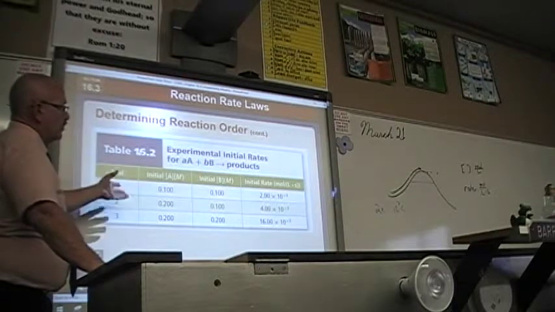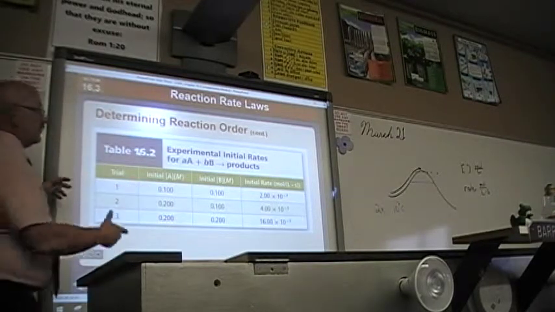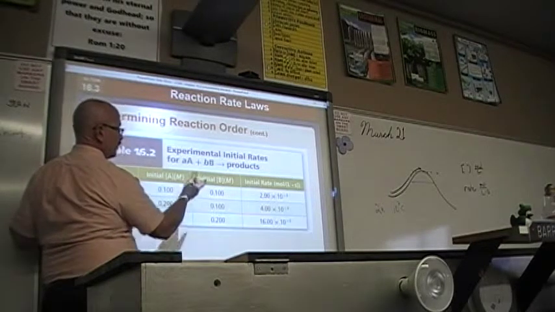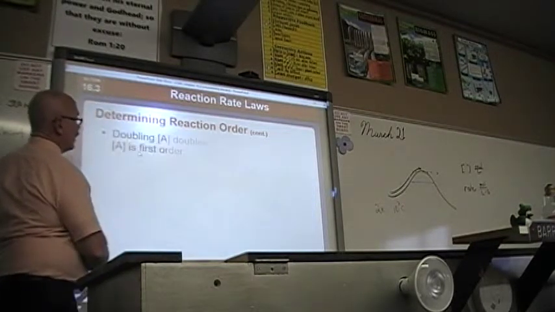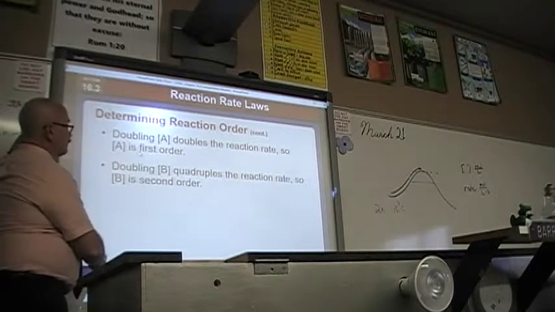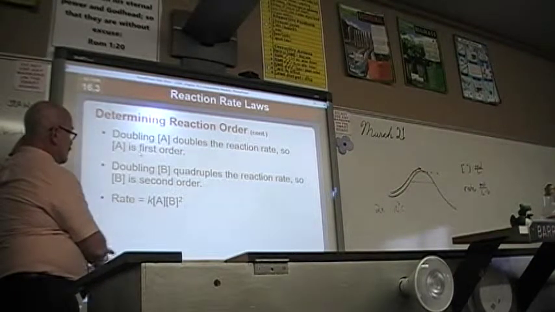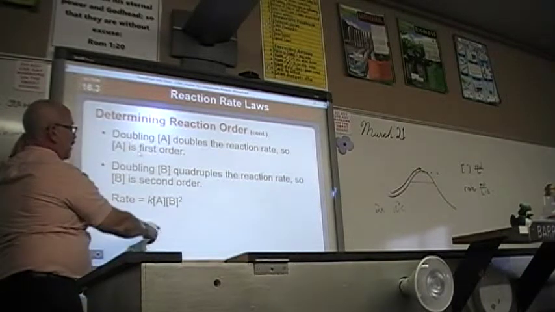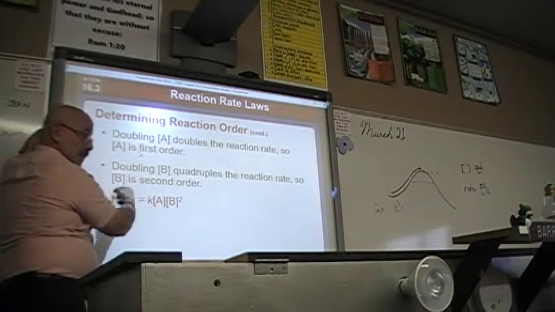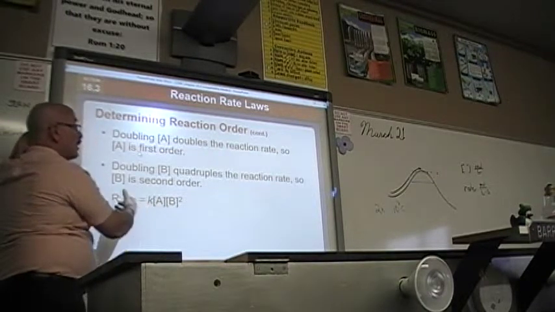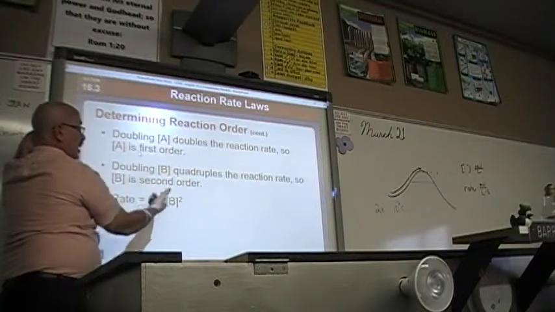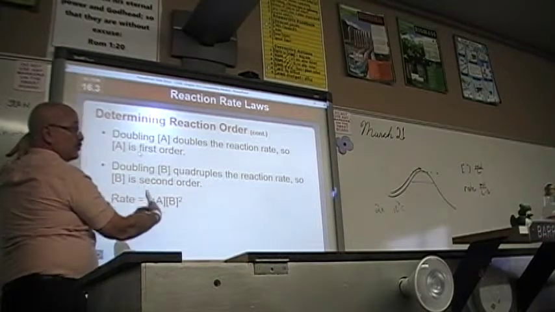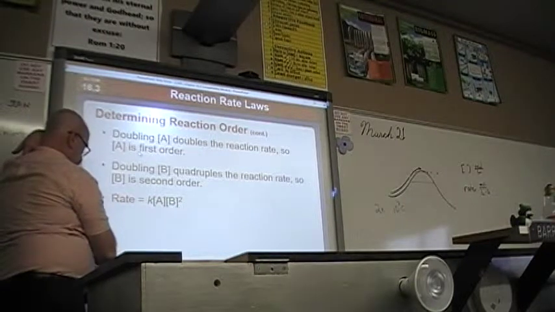Experimental reaction rates. You could take this data here and calculate, for instance, the rate of reaction for different things, plugging them into that formula. So we could take stuff like this. Doubling A doubles the reaction rate. That would be a direct relationship, like we talked about in the last lab. If doubling B quadruples the reaction rate, well, that means that if I change this number, it's squared.